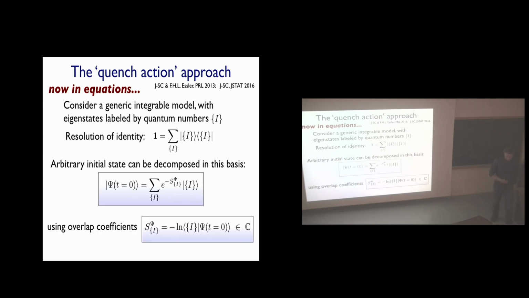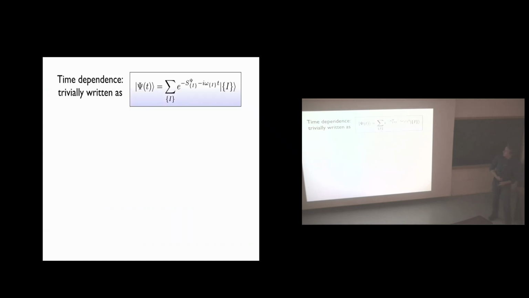Now, when I write the initial state, I can just decompose it in the basis of these eigenstates by using the overlaps. And these overlaps, I can choose to exponentiate them into this number here, which is just the log of the overlap. It's going to be in general a complex number. But here I'm not making any approximation, right? This is just exact. When I compute the time dependence, now this is the easiest step, because these are eigenstates of the Hamiltonian driving the time evolution after the quench. Therefore, the only thing I get is just the phase.